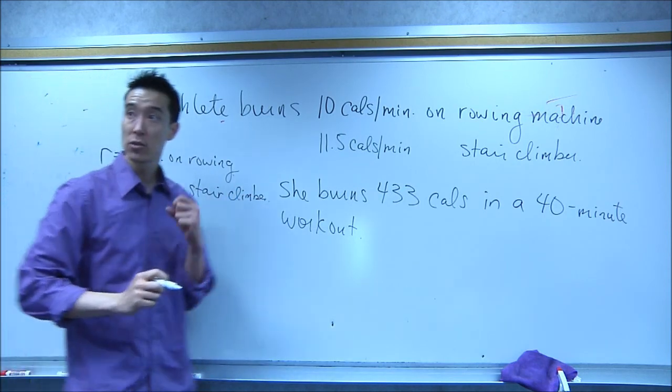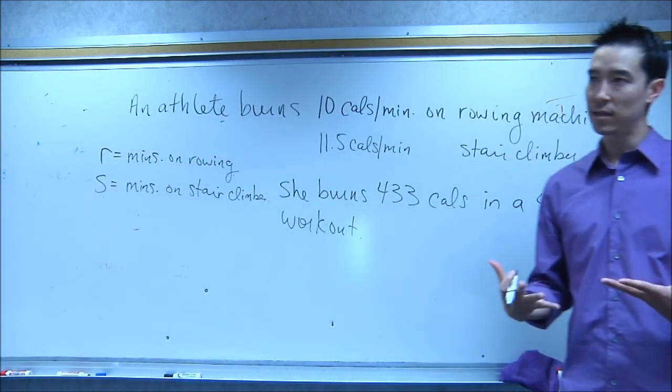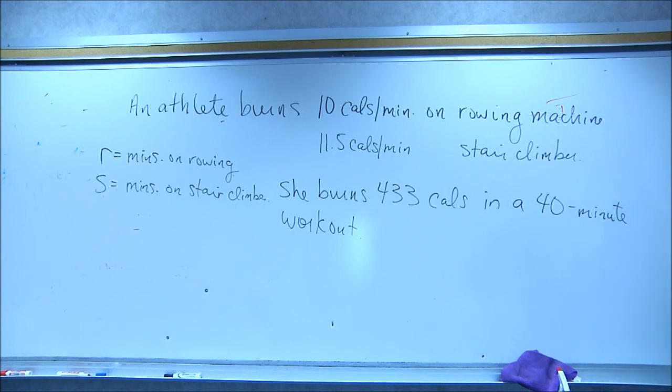Okay, so those are my two missing things. R is going to be the number of minutes you spent on the rowing machine. S is going to be the number of minutes on the stair climber. So I have two equations that I need to come up with: one with how many calories we burn on each machine total, and one with how long we spent working out.